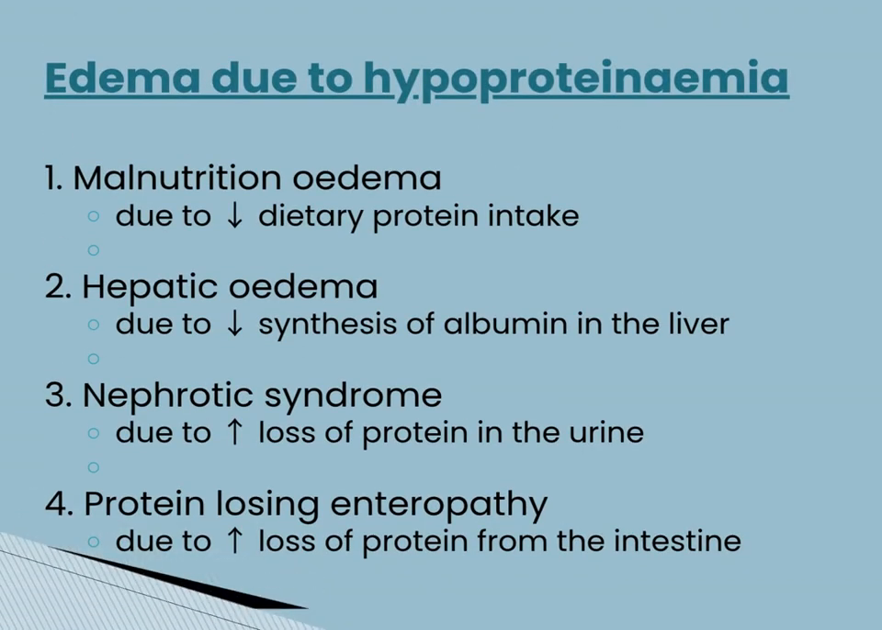We'll take a question. What causes edema due to hypoproteinemia? 1. Malnutrition: edema due to decreased dietary protein intake. 2. Hepatic edema due to decreased synthesis of albumin in the liver. 3. Nephrotic syndrome due to increased loss of protein in the urine. 4. Protein-losing enteropathy due to increased loss of protein from the intestine.